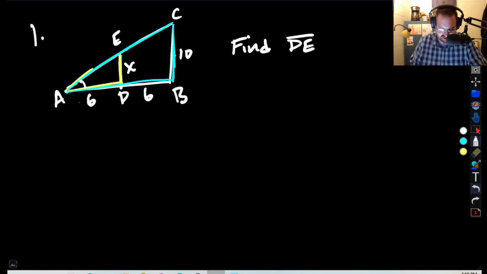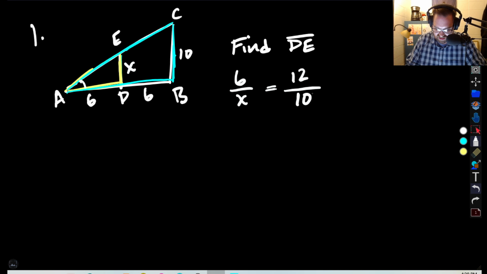This is probably going to be easier to track. The small leg here is to the small leg here: 6 is to X, as the long leg here is to the long leg here. They don't give us the length of the whole thing, so we have to add them together. You see here this is a 6, that's a 6, so the whole length is 12. You can write it as 6 plus 6, that's fine. And then we've got the 10, which is the other leg.